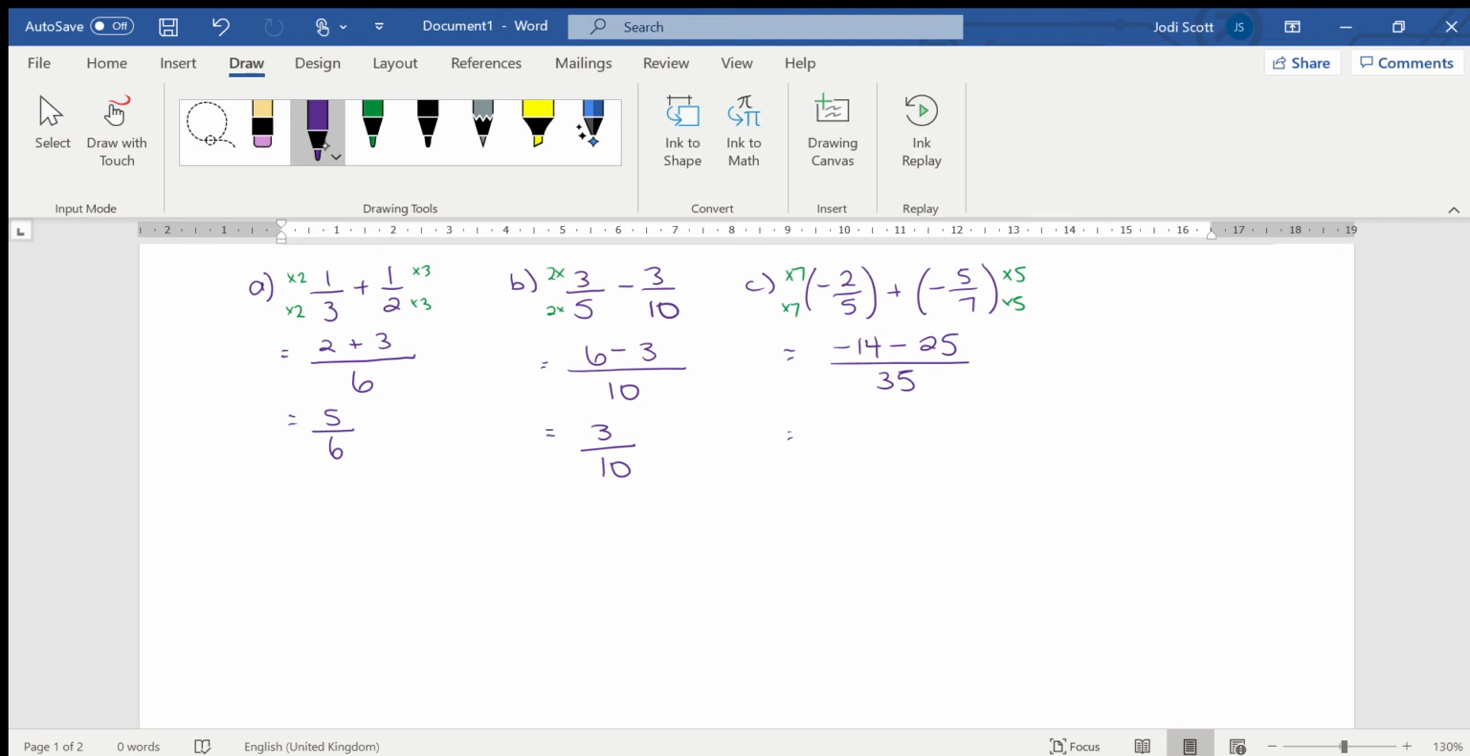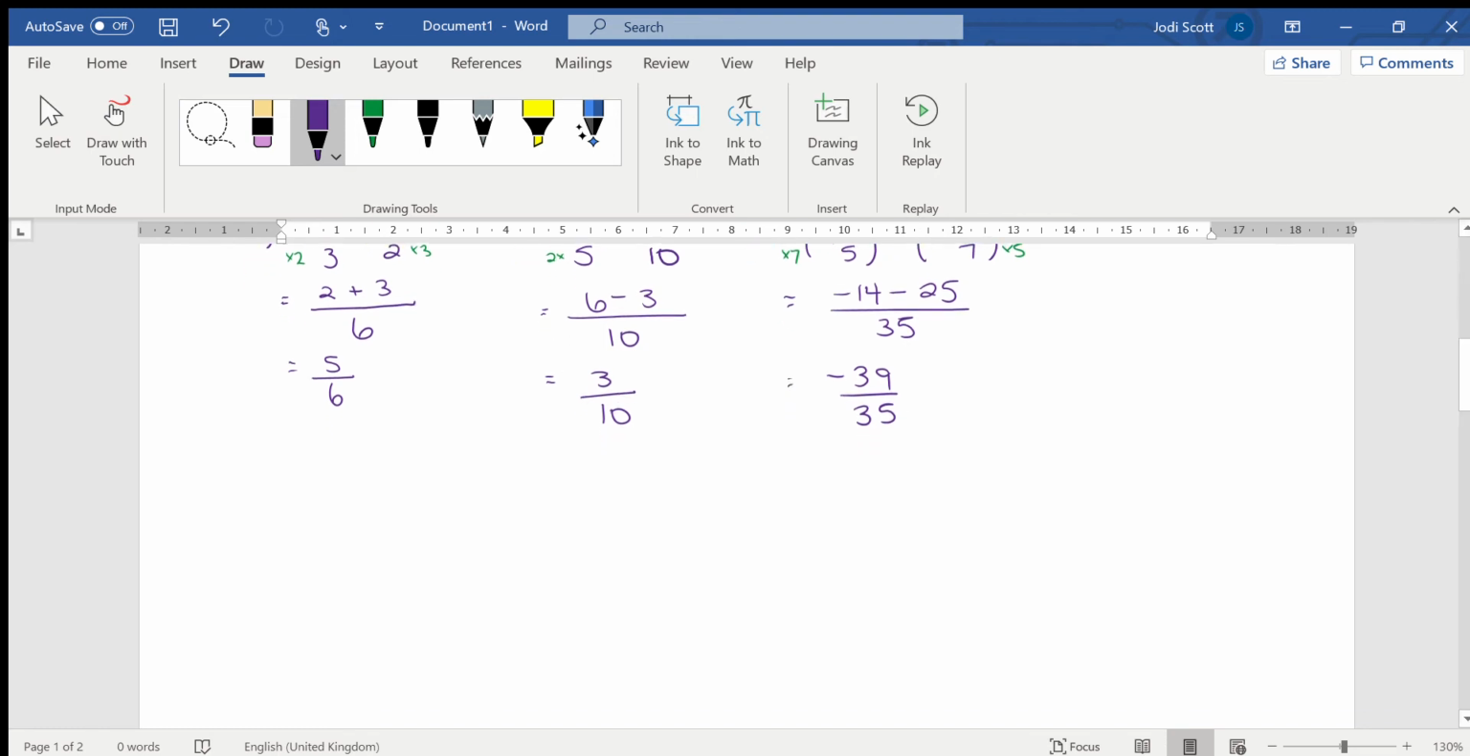And then again, add or subtract on the top. Well, we're going to subtract, so negative 14 minus 25, and that gives us negative 39 over 35. We can't reduce any further, and it is an improper fraction, but that's fine. Just leave it like that.